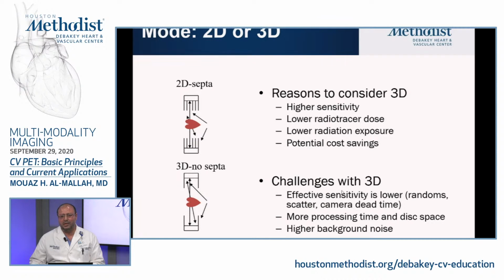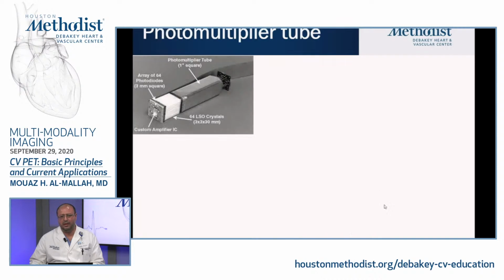Now the good news is that most of the newer systems have these electronics, and all our systems now are 3D. So we've moved on to the 3D systems to allow for accurate image acquisition, and we have the electronics that will separate what is random and what's true.